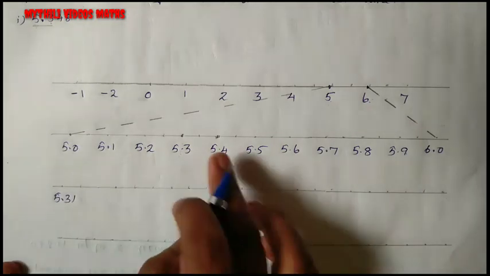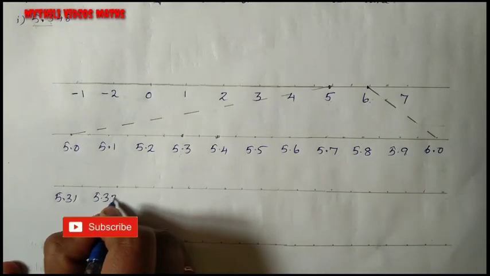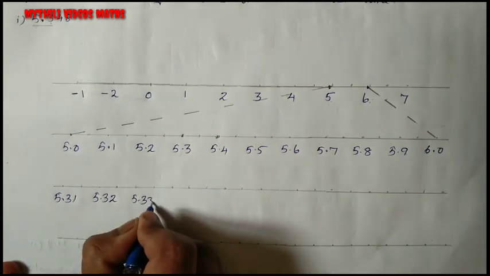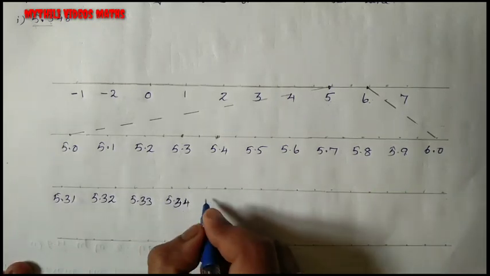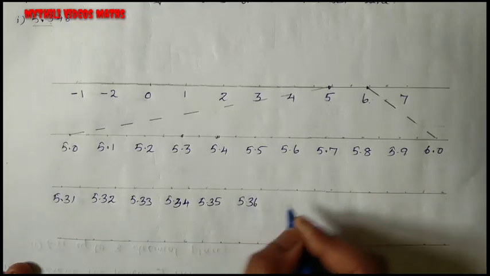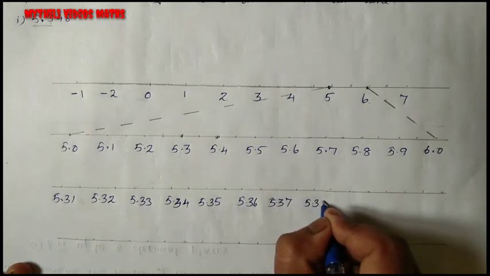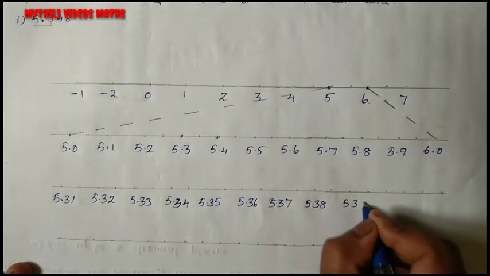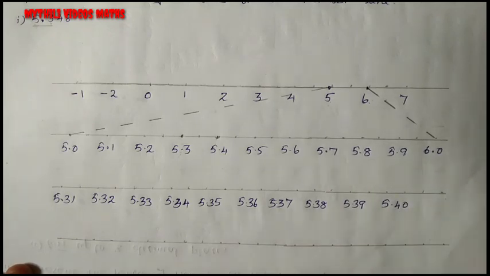I am writing 5.31. This is the first point. Okay, start with 5.3. So 5.31, I am writing 3 digits. First 1 digit, after that 2 digits, after that 3 digits. Okay, so 5.31 and then 5.32, 5.33, 5.34, write it correctly, 5.35, 5.36, 5.37, 5.38, 5.39, 5.40. Is it clear?